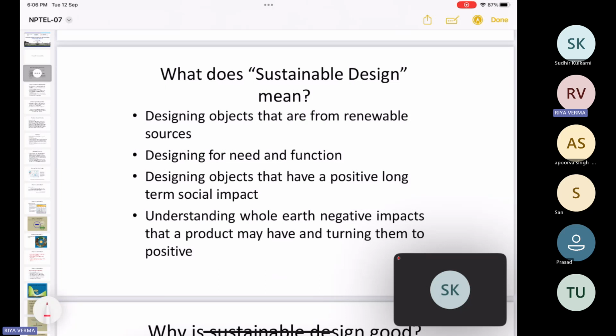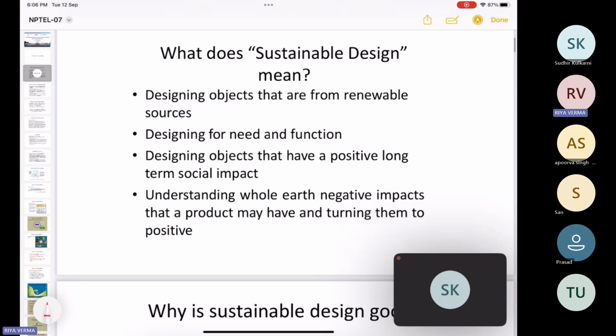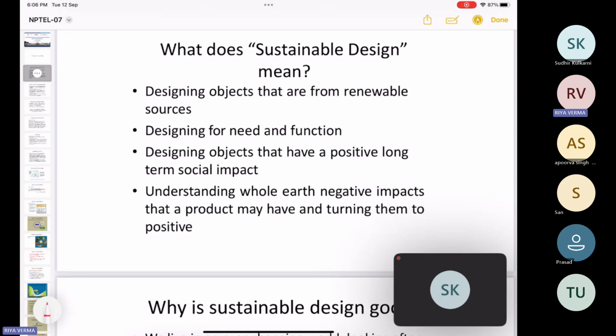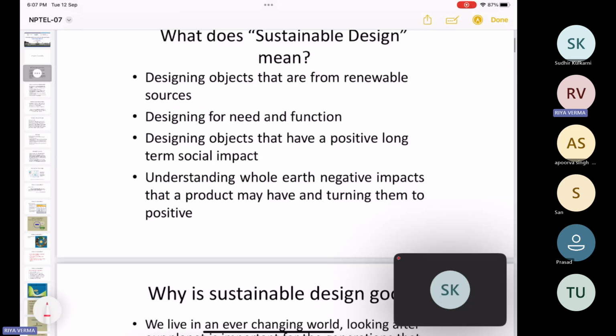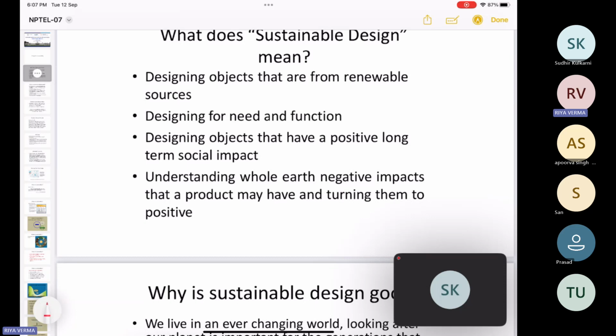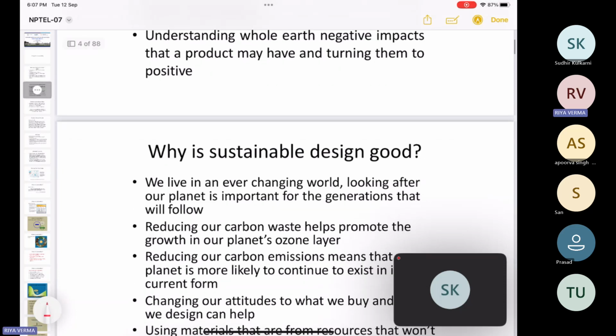Those must be renewable. Then, designing for the need and function, we should design the product as per the needs and the function that it needs to perform. Designing the objects that have a positive long-term social impact, and understanding the whole Earth's negative impacts that a product may have and turning them into positive. So these are all the factors that we need to have in mind while making a sustainable design of a product. Then why is it good? Why do we need to opt for sustainable design? What is the problem with the previous designs that we need to shift towards a more sustainable approach?